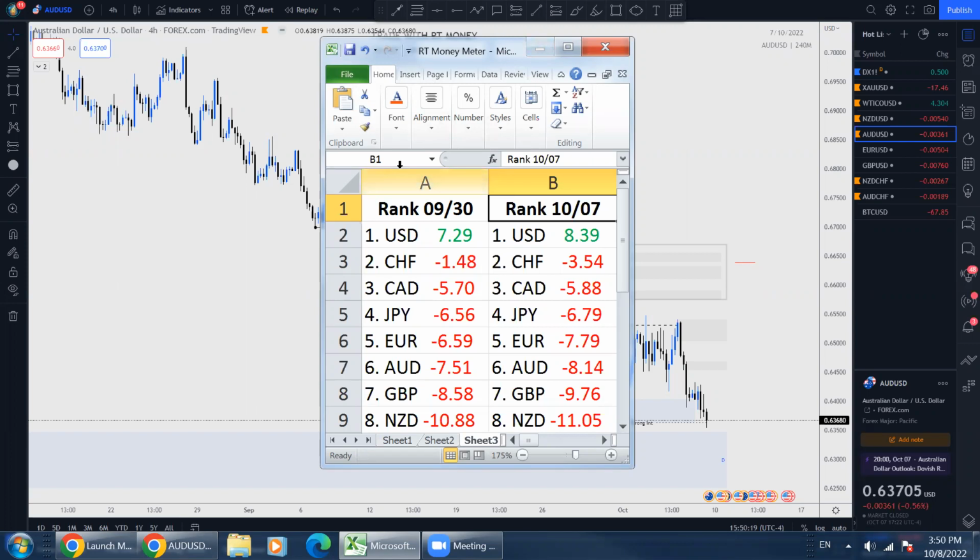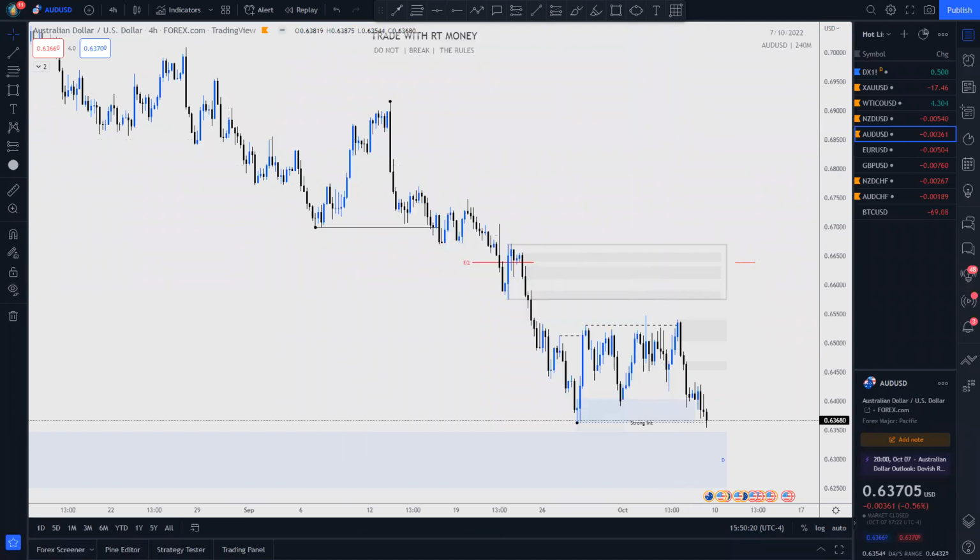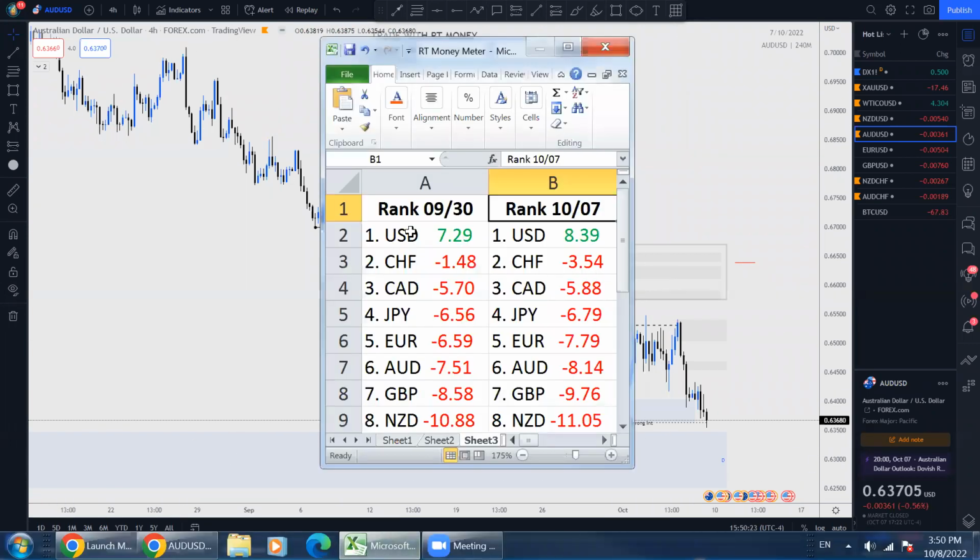The RT money meter tracks the rate of change of each individual currency future on an individual basis over a period of 15 weeks. And I update this every week to track the relative strength of each individual currency, relative to each other. And I want to put the strong against the weak.